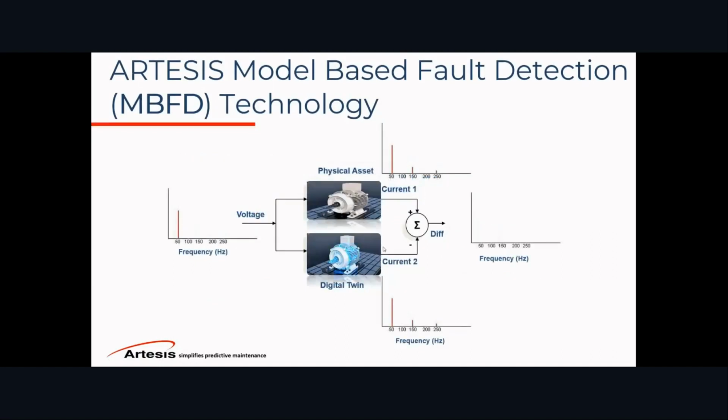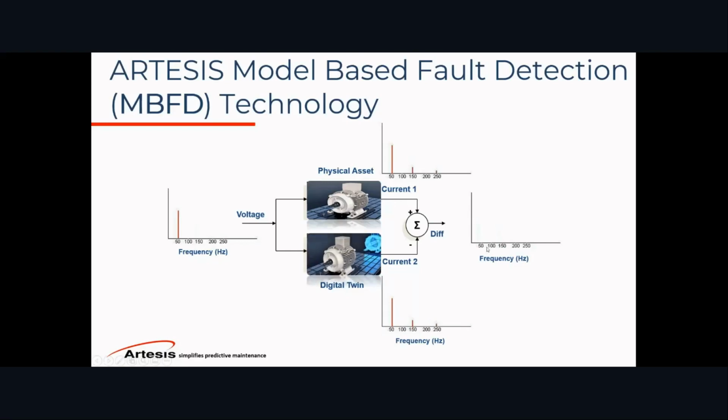Now, what our technology does with model-based system identification is that it learns how this physical asset is behaving under different conditions, under different loads. We have this model creation time, which varies from 7 days to 10 days. And once this digital twin is created, it behaves exactly as the motor behaves.